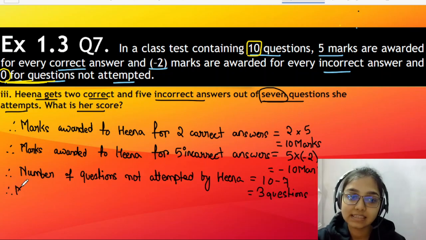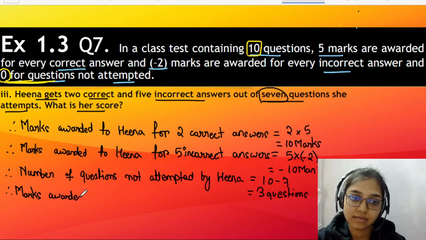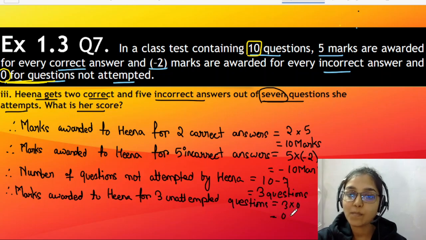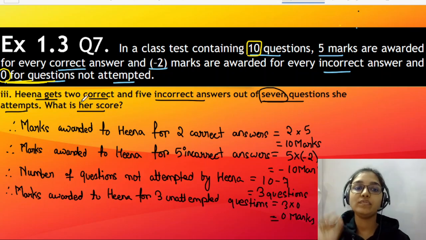So therefore marks awarded to Hina for 3 unattempted questions is equals to 3 into 0, that is 0 marks, right? So over here we are going to write 0 marks. Okay, now what do we need to do? We need to find her score.